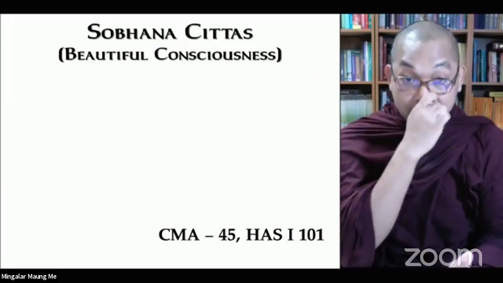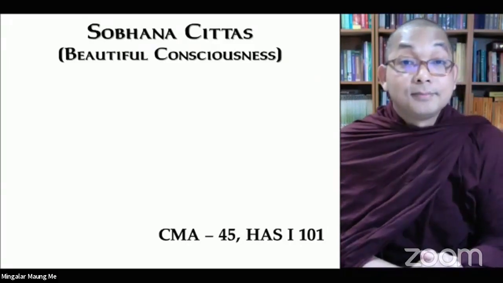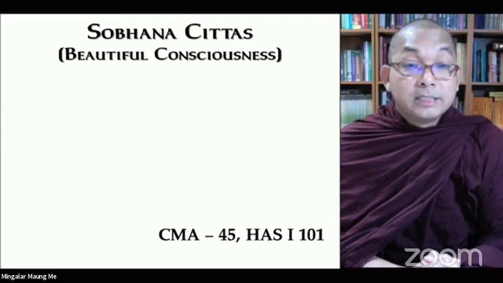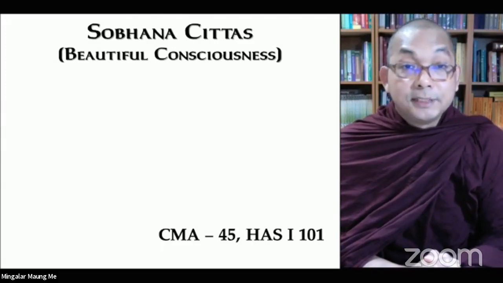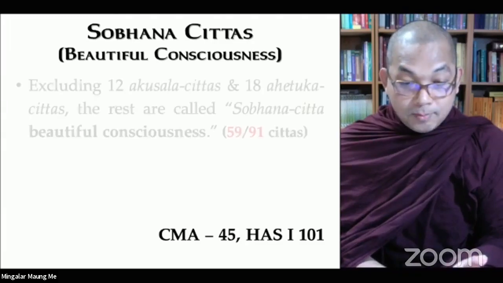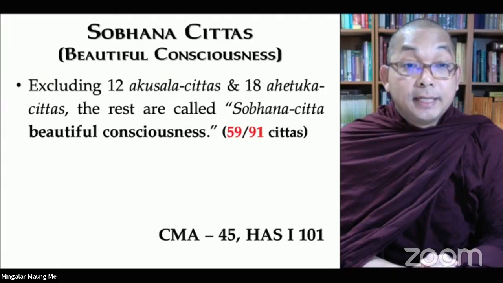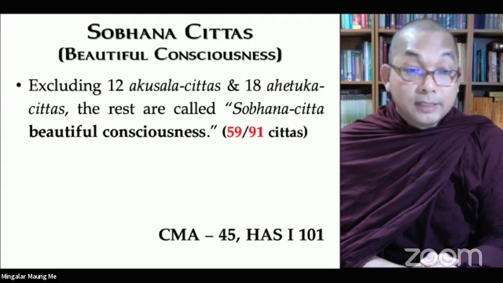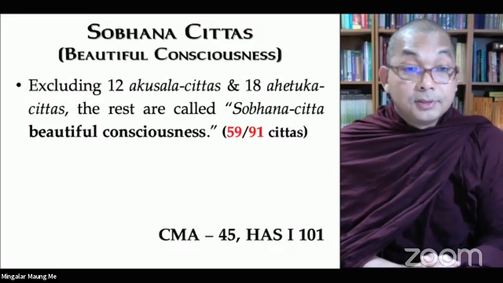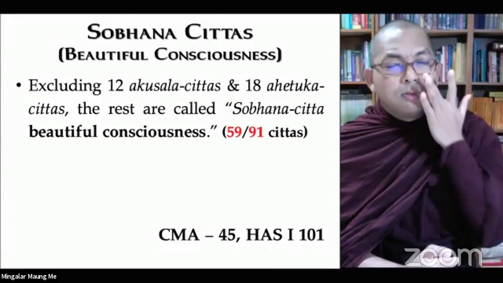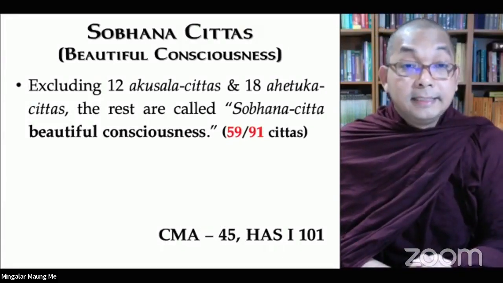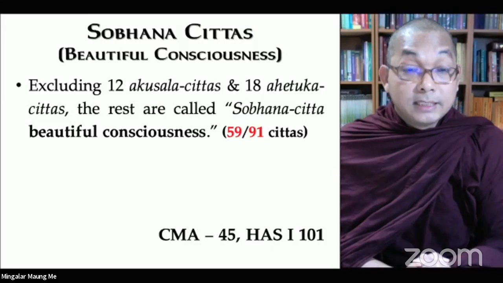Sobhana Cittas, page number 45. Sobhana Citta means beautiful consciousness. Excluding the 12 akusala cittas we already learned and the 18 ahetuka cittas, 12 and 18, altogether 30, the rest are called Sobhana Citta, beautiful consciousness. So we have 89 cittas, and the rest are 59.